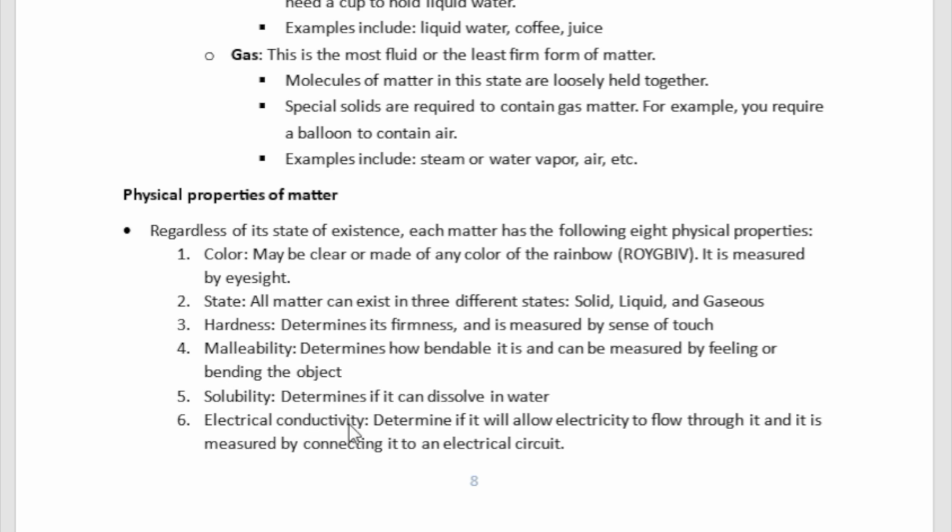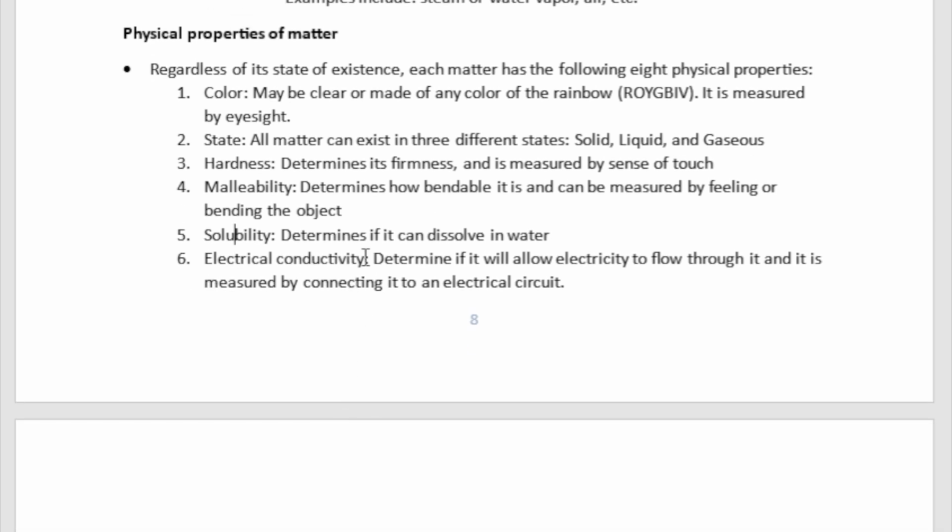What about electrical conductivity? Electrical conductivity is going to determine if electricity is going to flow through that matter. Well, there are certain objects that electricity can flow through them. They are called conductors. And there are other objects that electricity cannot flow through them. They are called insulators. Okay, so electrical conductivity is going to be a property of matter.